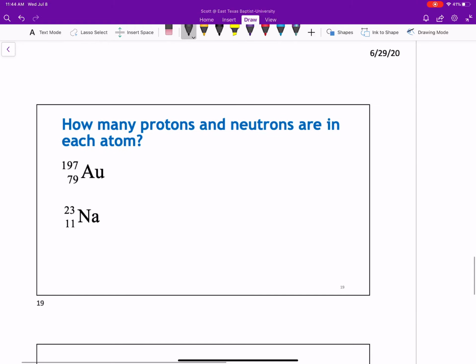And so you may want to get your calculator out to solve these last problems. So Au is going to be gold, and so right here we have mass number. So how many protons and neutrons are in each atom? And so the number of protons is easy. It's just going to be the same as the atomic number, which is 79 right there. And then neutrons is just going to be the mass number, which is 197 according to this notation, minus number of protons. And according to my calculator, you should get 118.